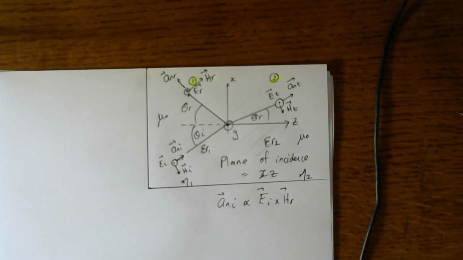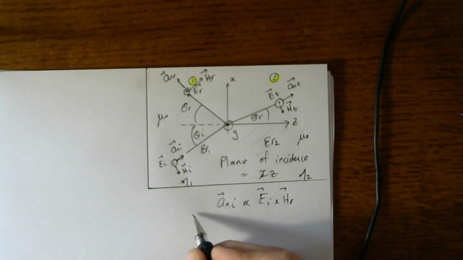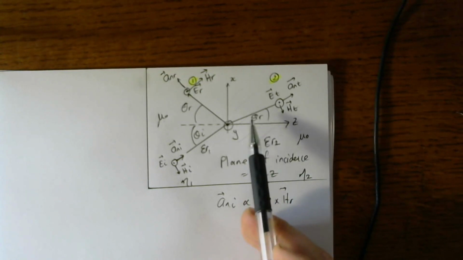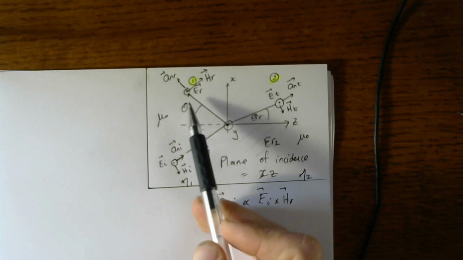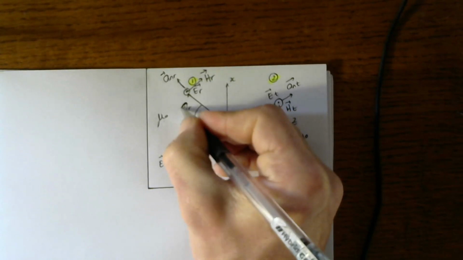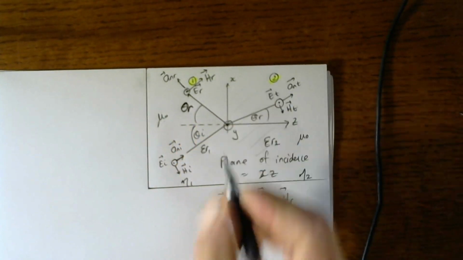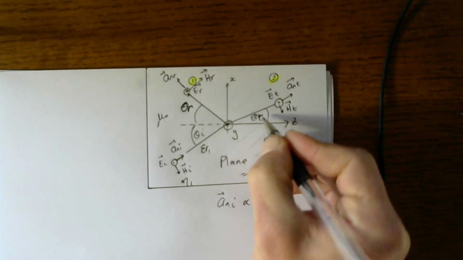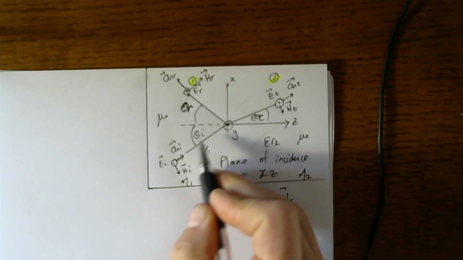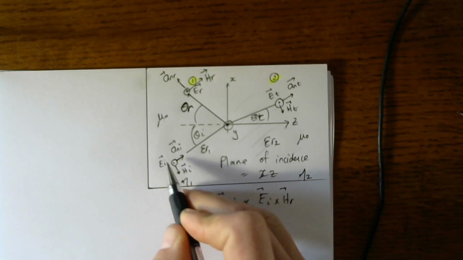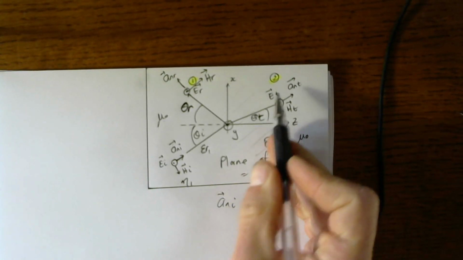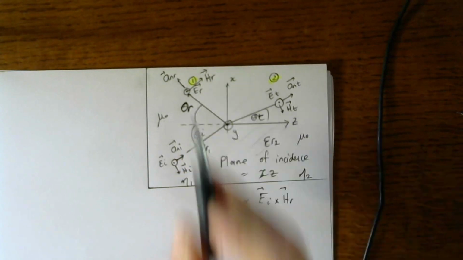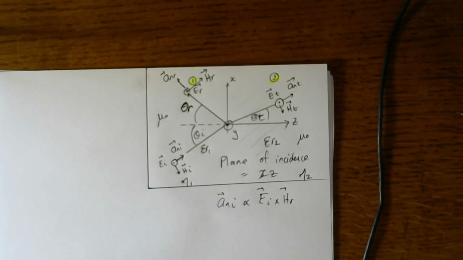Okay, so our goal now is to find this transmitted field and this angle, theta t, and the reflected field and this angle, theta r, in terms of theta I. Also, there are unknown coefficients associated with the transmitted and reflected fields. Okay, so cool, let's do that.